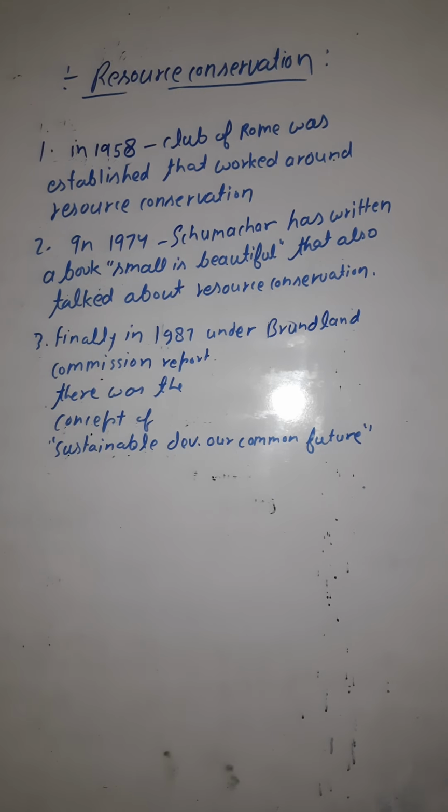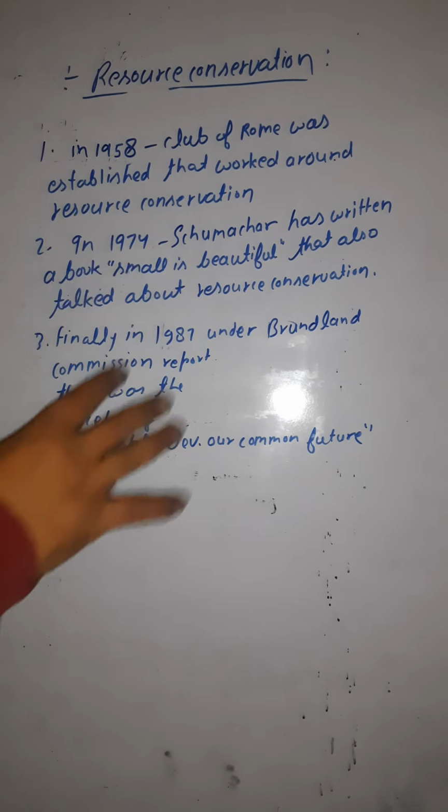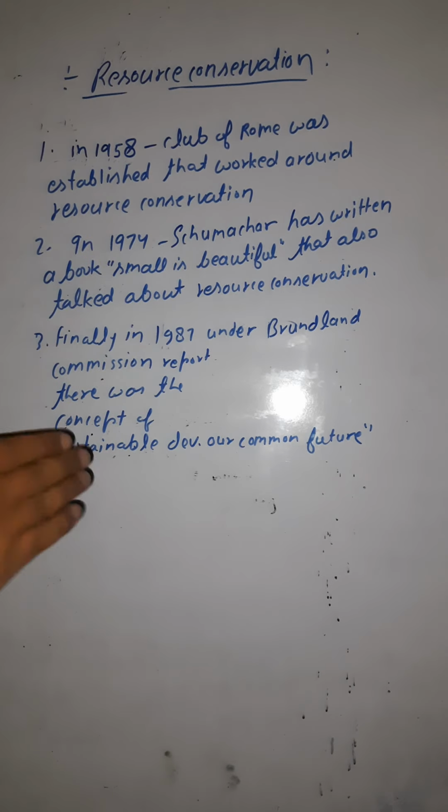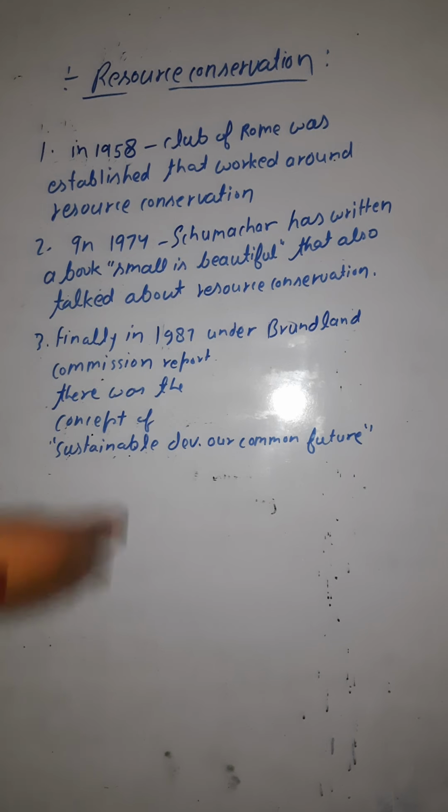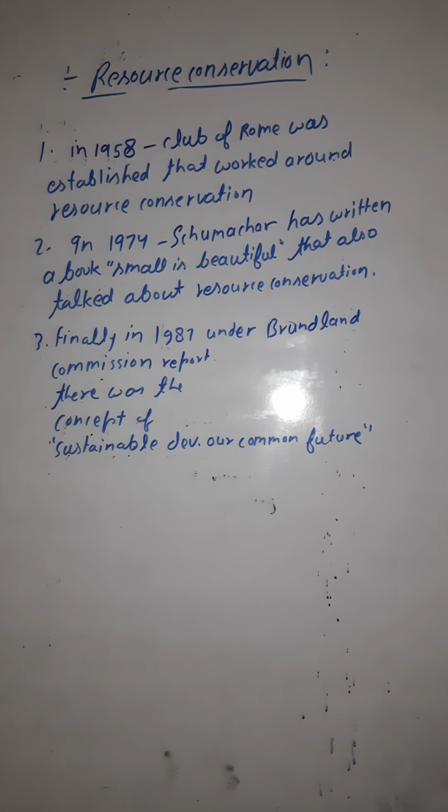Sustainable development means using the resources right now in such a way that the resources are still available for our future generation also. So there was the concept of sustainable development, Our Common Future, in the 1987 Brundtland Commission report. These are some steps which have been taken for resource conservation.